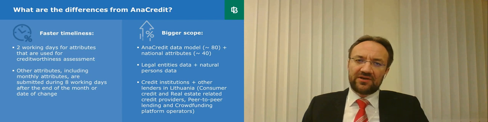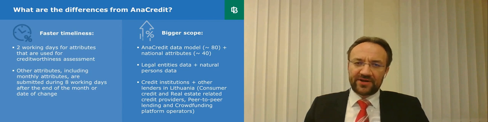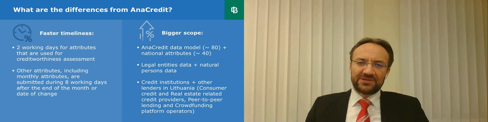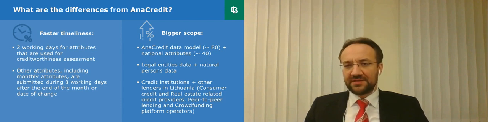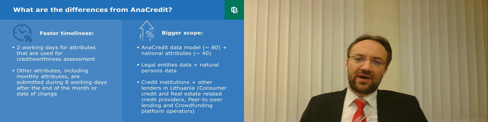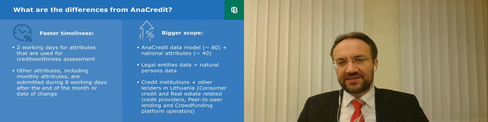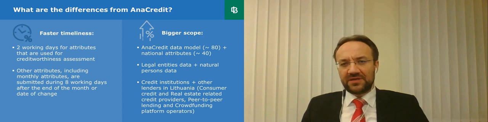So not only credit institutions, but also other lenders, for example, consumer credit providers, real estate related credit providers, and peer-to-peer lending platform operators. All of them are also required to report into our credit register. And the reporting to the credit register is regulated by national laws, implying that reporting is not voluntary, but obligatory.